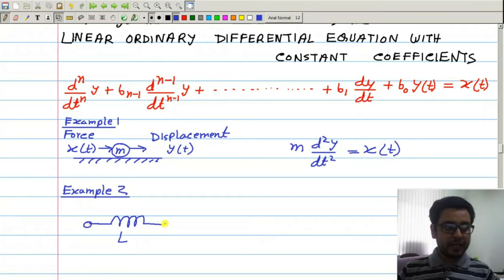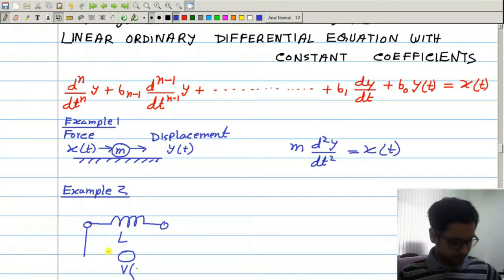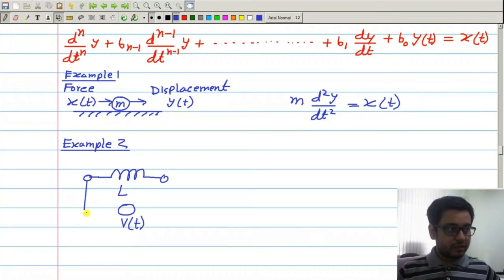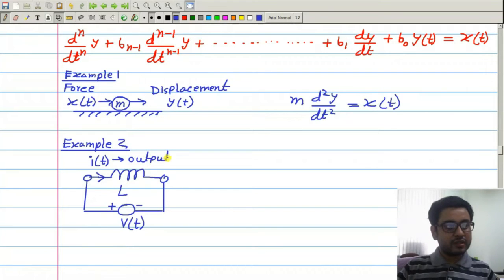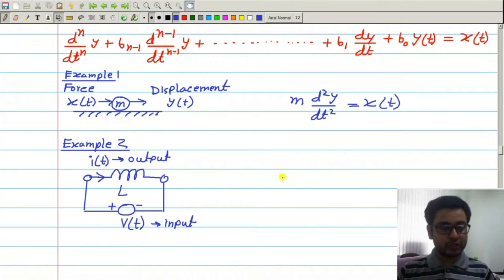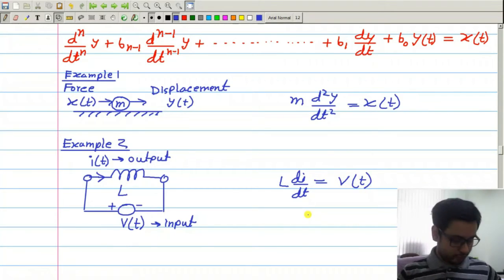and if you apply a voltage V(t) across it, then the current that will flow through the inductor, call this the output, and the voltage is the input. Then the relation between the input and output is like this: L di/dt, derivative of the output, is equal to V(t), that is the input.